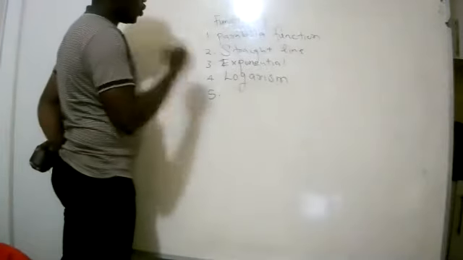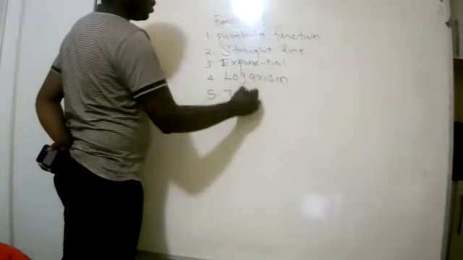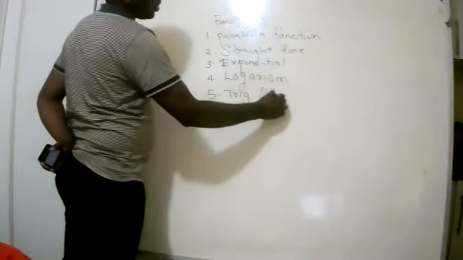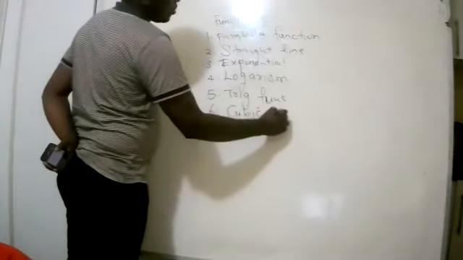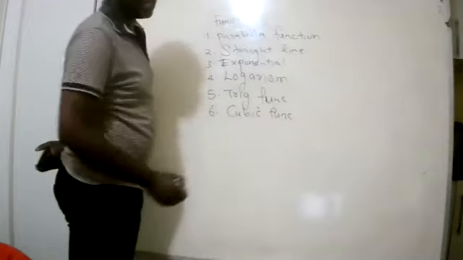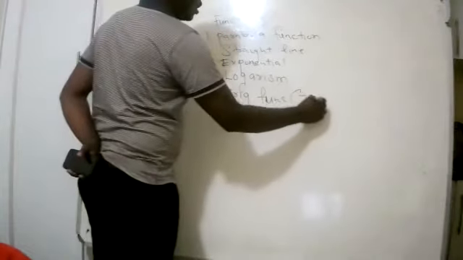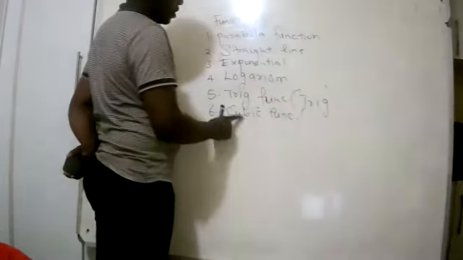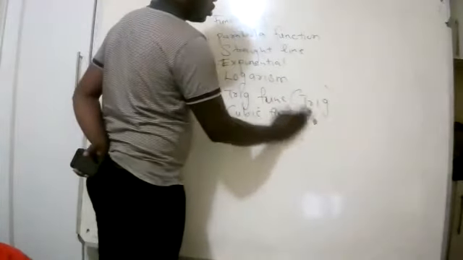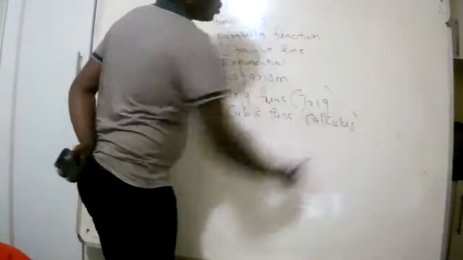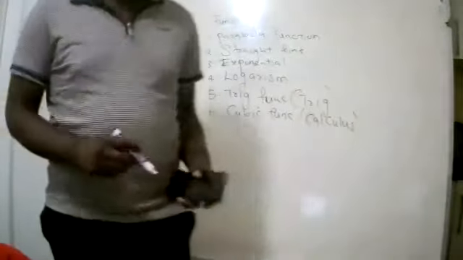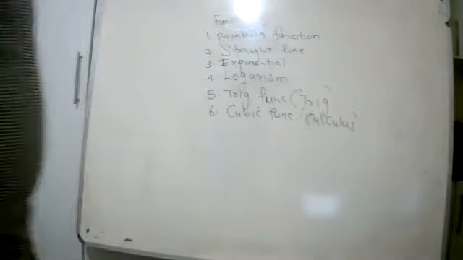But the last time I told you that we still have a trig function, which is outstanding, and a cubic function, which is outstanding. These functions we are going to cover at a later stage, because the trig function is under trigonometry, and the cubic function is under a chapter of calculus. So we can't do this before covering the chapters for trigonometry and calculus. So we'll do those at a later stage.